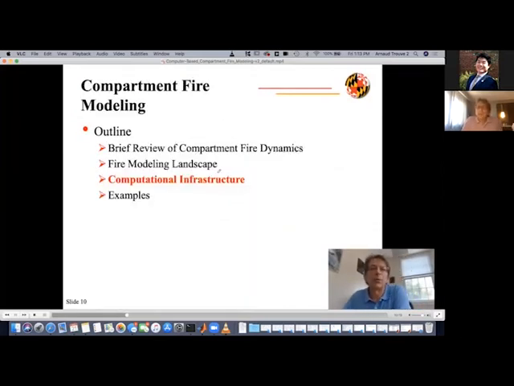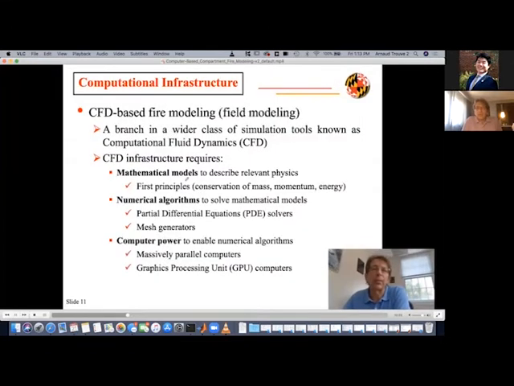Let me now spend some time describing the computational infrastructure associated with fire modeling. I'm going to focus primarily on the CFD component of a fire model. I will refer a little bit to radiation, and I will not refer to the solid phase pyrolysis model that is part of the fire modeling strategy. So bear with me on this. For the sake of time, I'm going to focus primarily on gas phase phenomena.